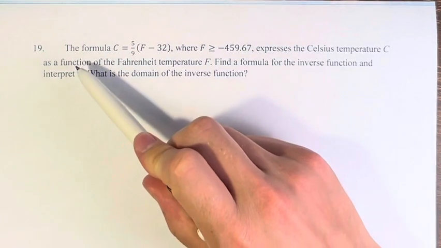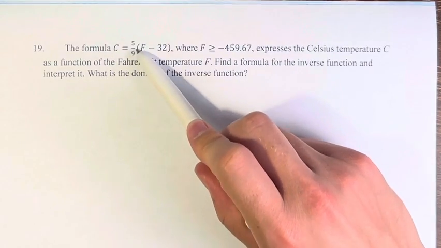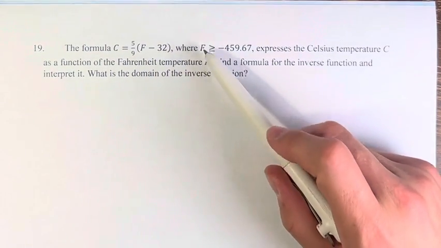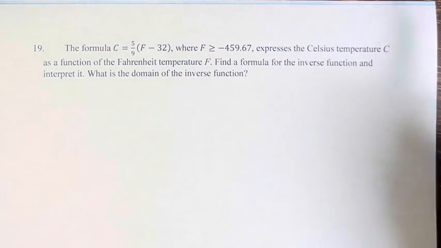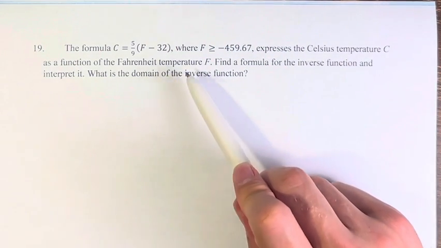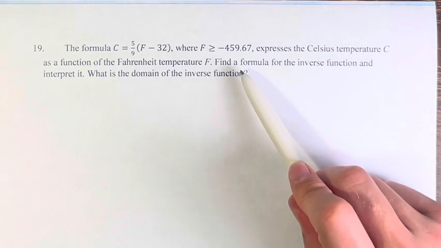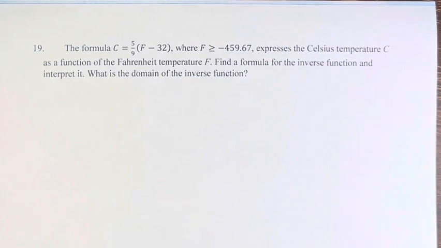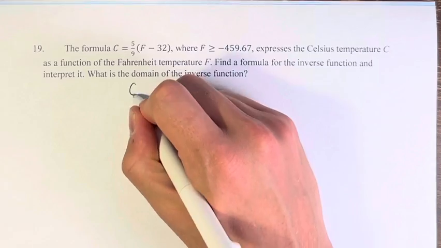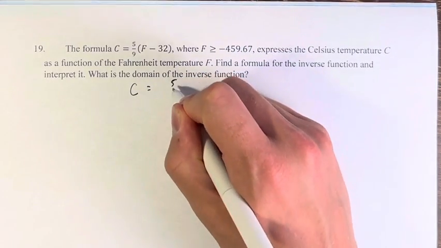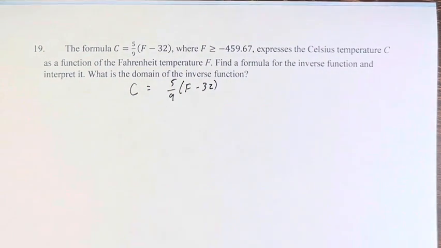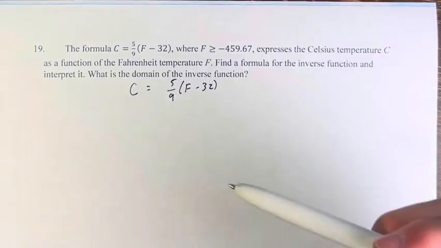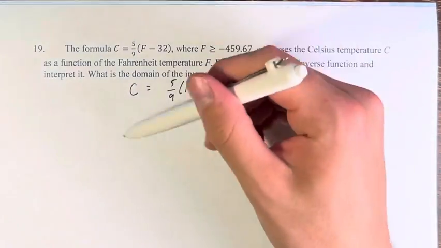In this problem, we're told the formula C is equal to 5/9 F minus 32, where F is greater than negative 459.67, expresses the Celsius temperature C as a function of the Fahrenheit temperature F. So first, we're going to find a formula for the inverse function and interpret it. So if our original function is C is equal to 5/9 times F minus 32, what we're going to do is find the opposite of this function, right?